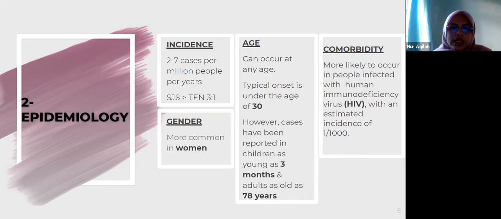Okay, and as for the age, it can occur at any age, but typical onset reported is under the age of 30 years old. But there are cases that have been reported in children as young as 3 months and adults as old as 78 years old. Okay, so people who are immunocompromised, and particularly patients with HIV, are more likely to get SJS or TEN, because there is an estimated incidence of 1 case of SJS in 1,000 HIV patients.